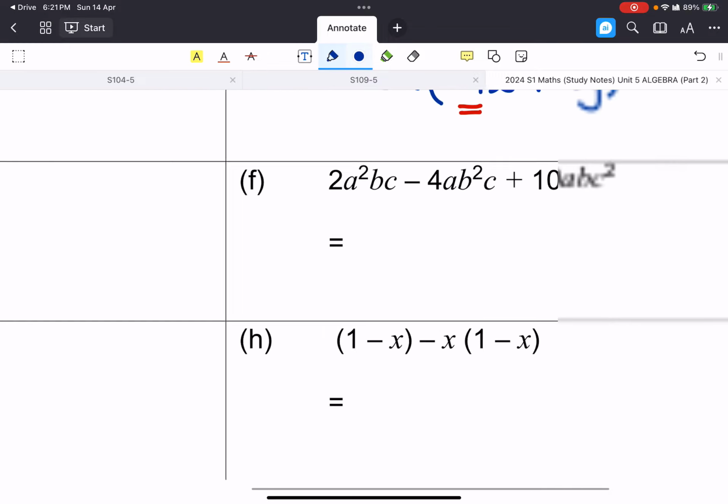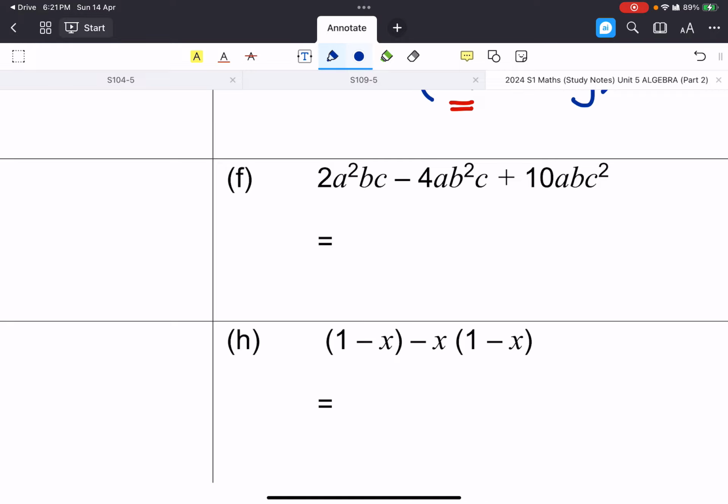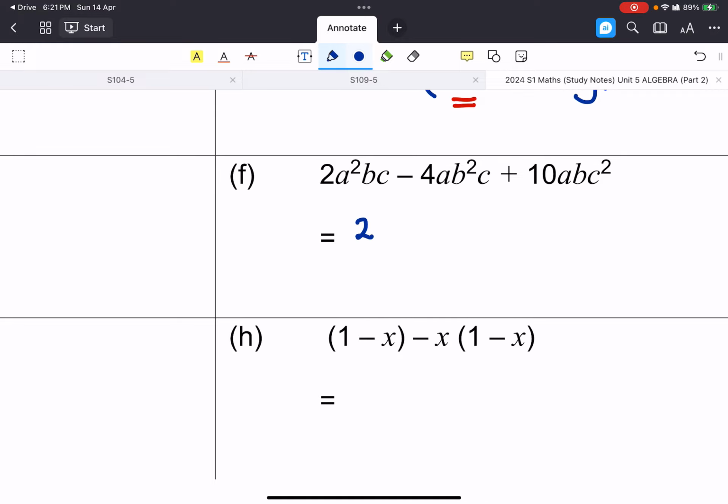Let's look at part F. Okay, part F, again, 2 can be extracted. But this time round, let's take a look at the letters carefully. We can extract out A, B, and C. So what is left is A minus 2B plus 5C.